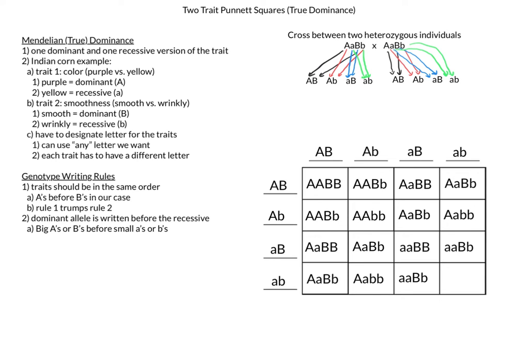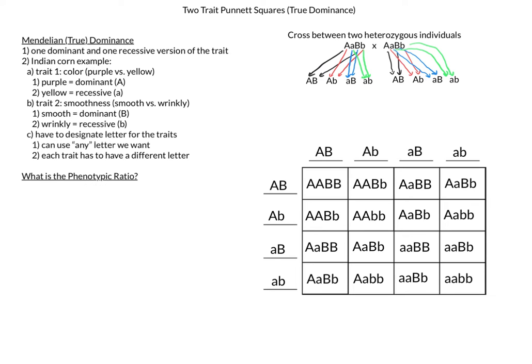And lastly, little a, little b. All right, with all that mess out of the way, we're technically done filling out the Punnett square. However, there are generally a set of questions that are asked about our Punnett squares. For example, what is the phenotypic ratio of our cross?